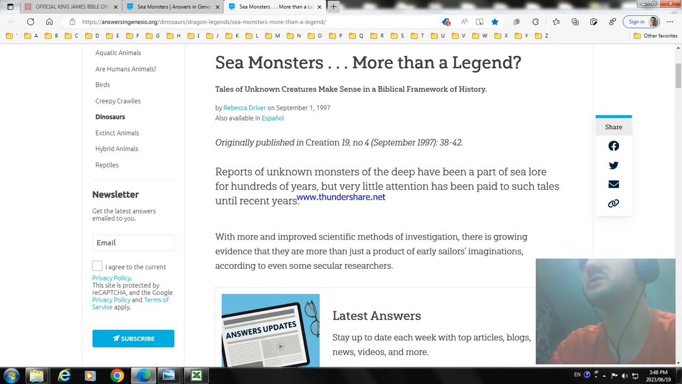Reports of unknown monsters in the deep have been a part of sea lore for hundreds of years. But very little attention has been paid to such reports until recent years. With more improved scientific methods of investigation, there is growing evidence that they are more than just a product of certain imaginations, including even some more secular researchers.